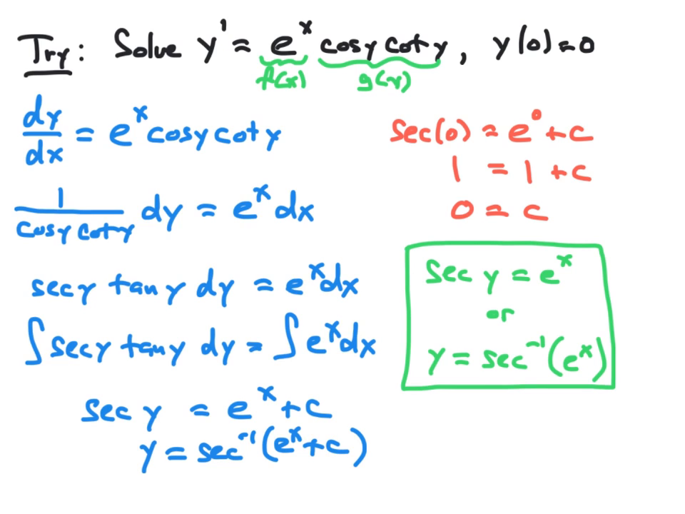However, we're going to leave it as secant y equals e to the x plus c for purposes of finding c. With that equation, we substitute in our initial condition, y of 0 equals 0, so both x and y will equal 0. We get the equation secant 0 equals e to the 0 plus c, which simplifies to 1 equals 1 plus c, or c equals 0. Once we know that c is going to equal 0, our final solution can either be written implicitly as secant y equals e to the x, or again, we could solve for y, in which case we would have y equals inverse secant of e to the x.